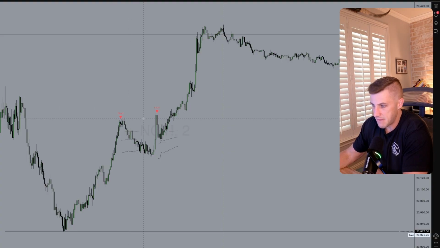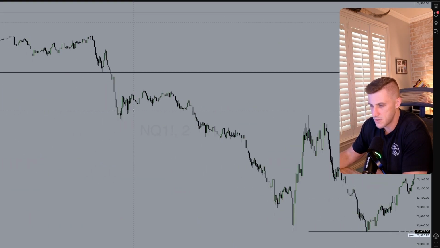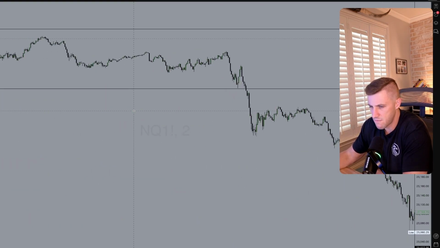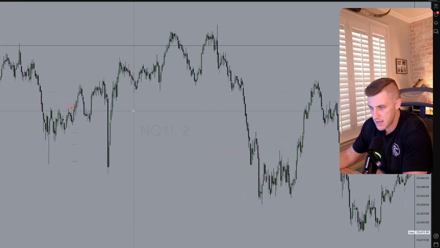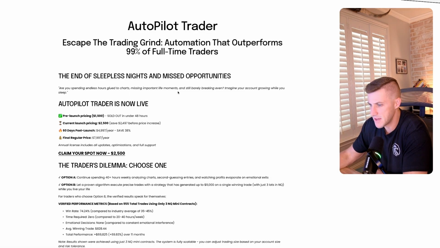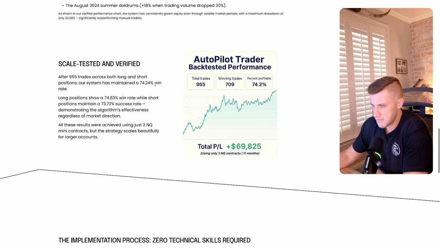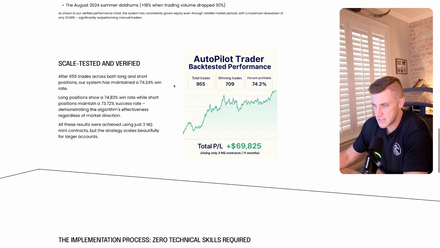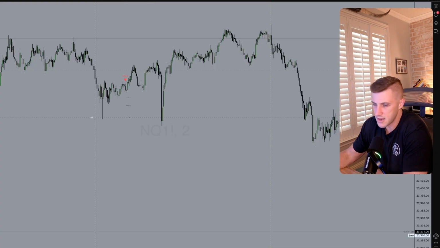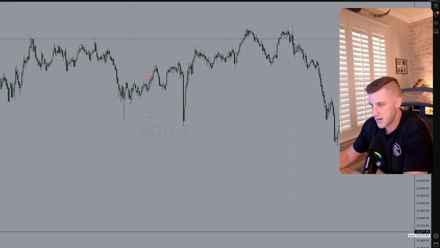Now, I did do some backtesting with this, very, very light backtesting. It was from March 2023 to March 2024. I'm pretty sure right around that time period. And it did something like 755 or 955 trades. I have it on the website here. Yeah, 955 trades, hit about a 74% hit rate, making money, right? So that was beautiful. And it kind of confirmed what I already knew about the strategy.